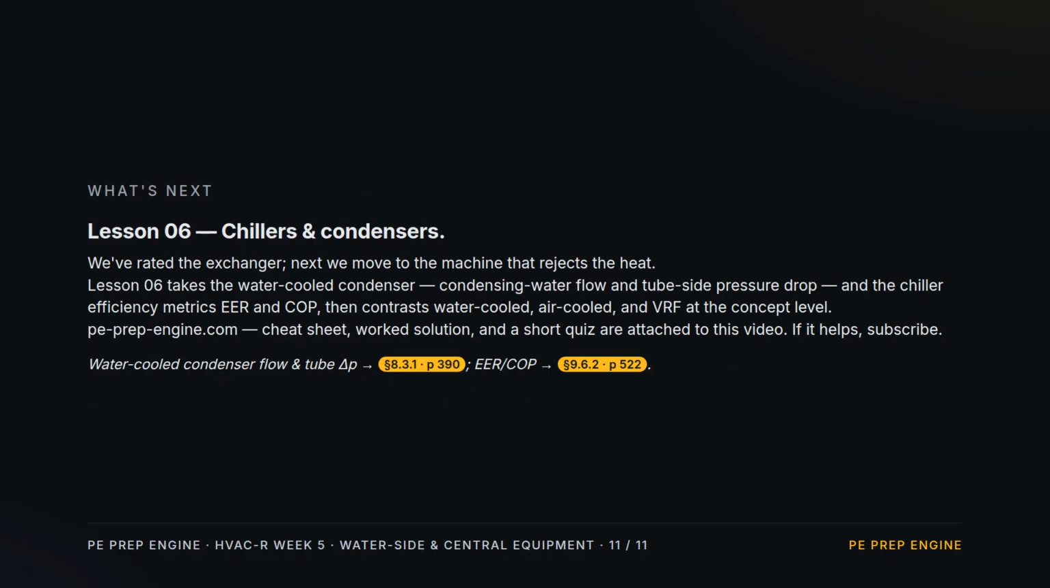Next up, Lesson 6, Chillers and Condensers. We've rated the exchanger. Now we turn to the machine that rejects the heat. We'll work the water-cooled condenser, condensing water flow and tube side pressure drop, and the chiller efficiency metrics, EER and COP. Then contrast water-cooled, air-cooled, and VRF units at the concept level.